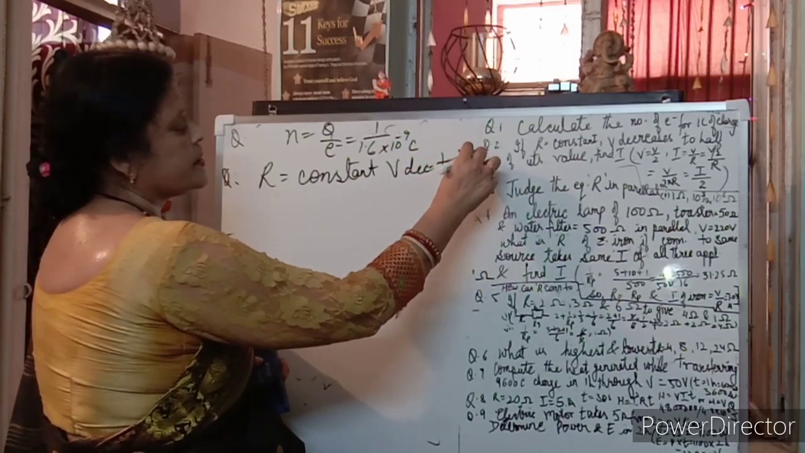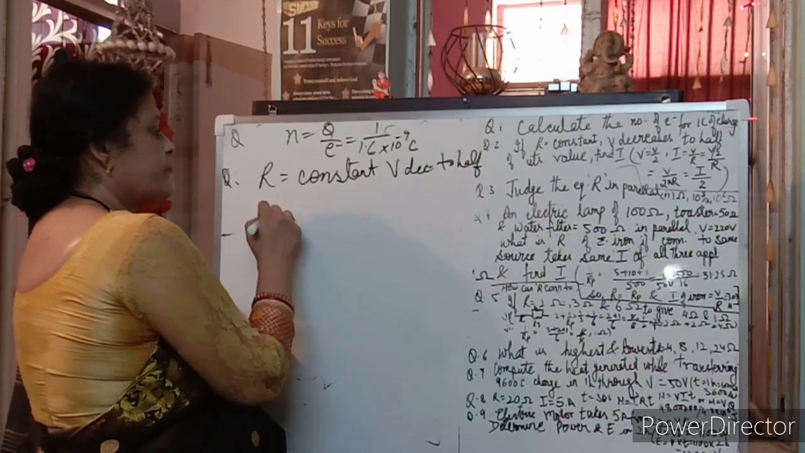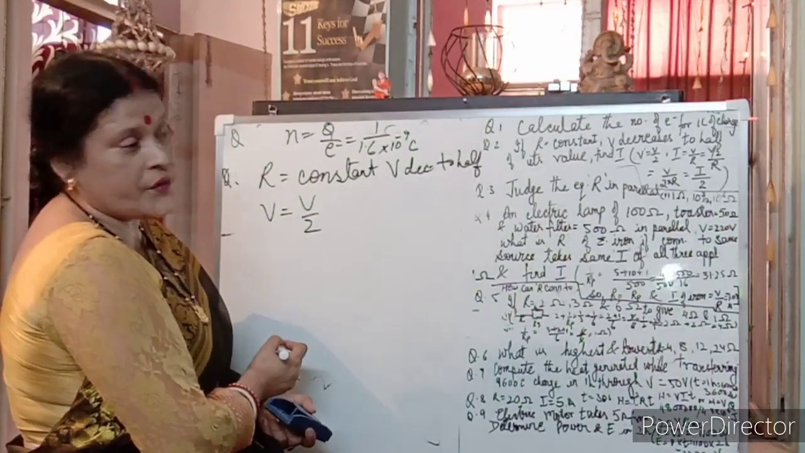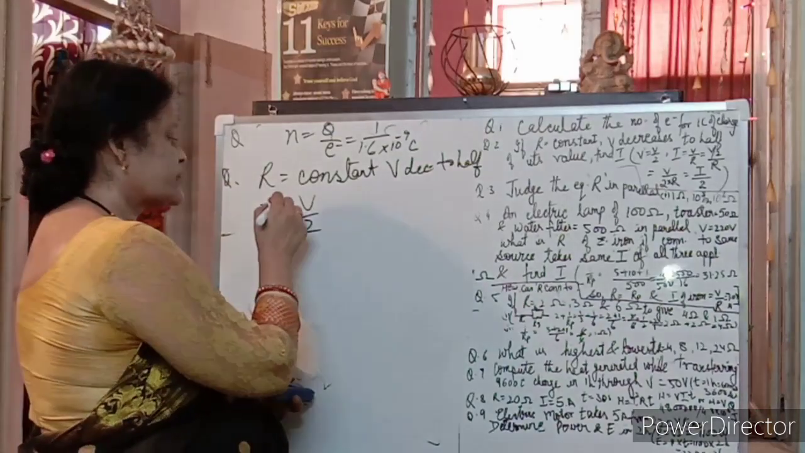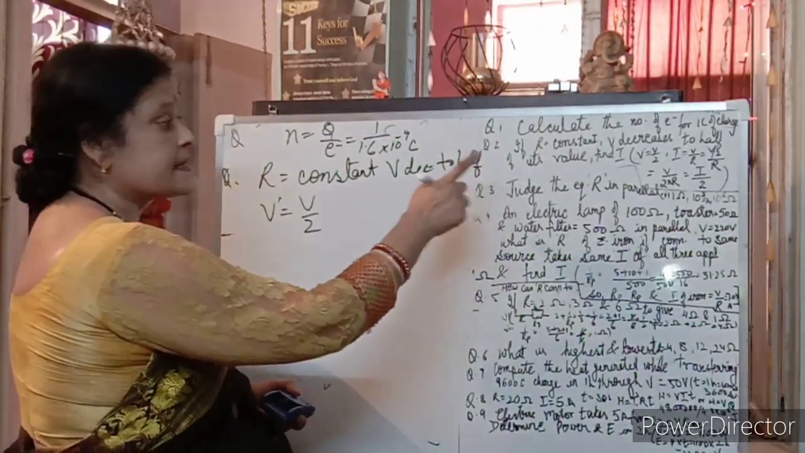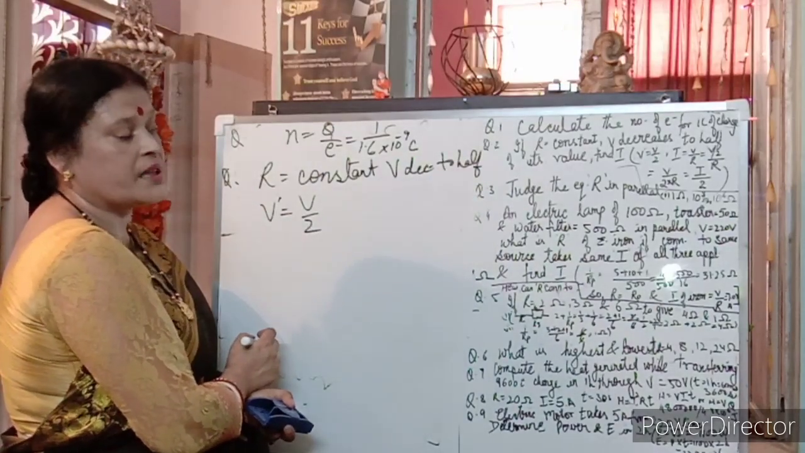V is decreasing to half. That means the new V, V dash, is V upon 2. What is the new V? First V and then this is V dash, that is V upon 2. Then what is the current? What will be the current?